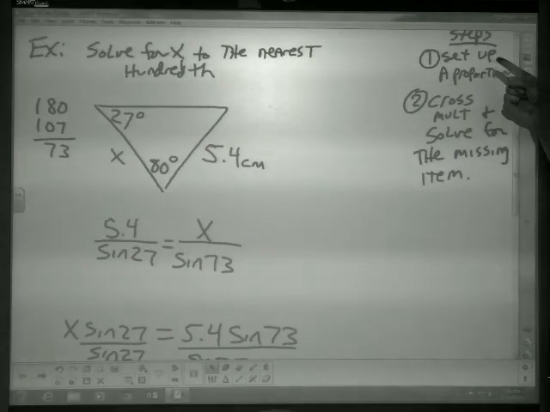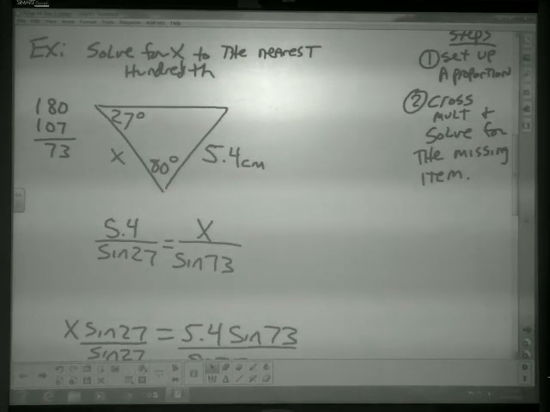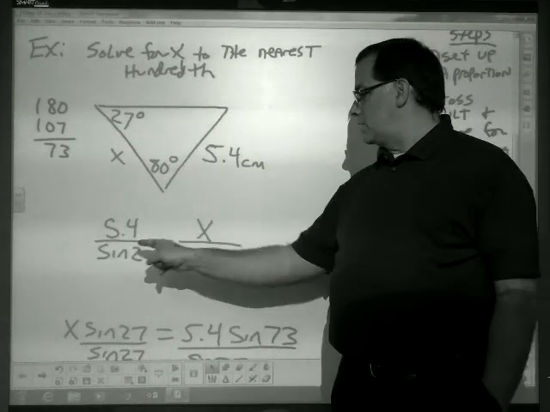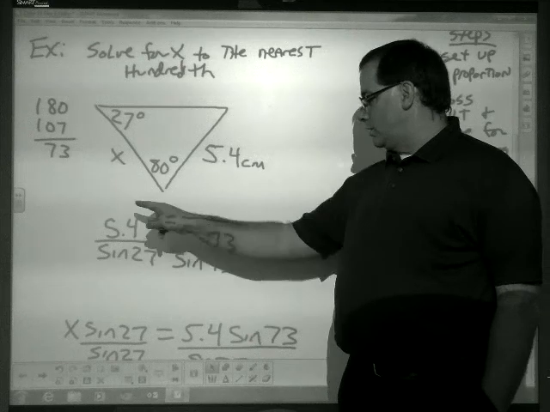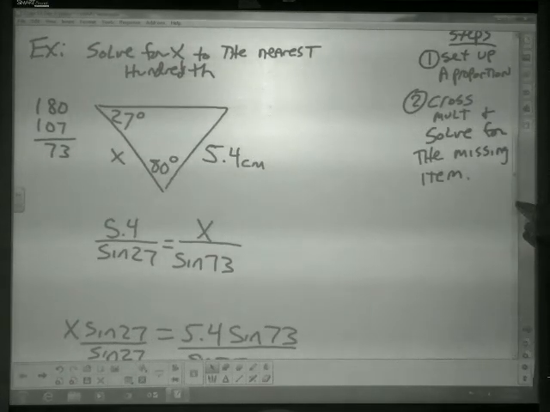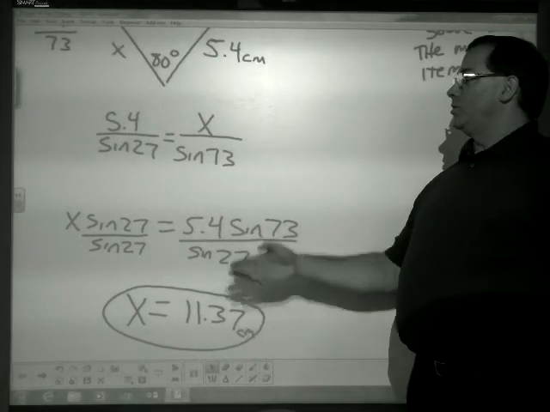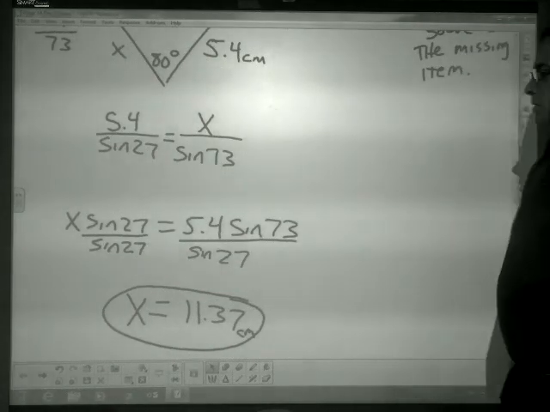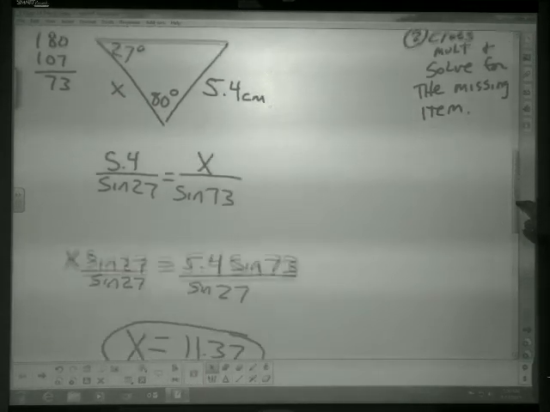Well, how do we solve proportions? We cross multiply and then solve for whatever the missing item is. So when I cross multiply, I get x sine 27 equals 5.4 sine 73. Divide by sine 27, and there's my answer. So you're just setting up a proportion, cross multiplying, solve for what's missing.